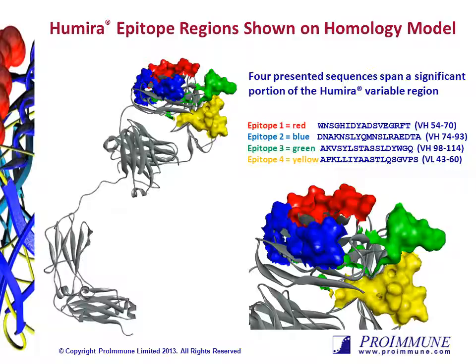This slide shows how the sequences we found overlay on the V region of Humira based on a homology model. As you can see, they reach into all parts of the variable domain, including the CDRs. It's perhaps not surprising that the CDRs of so-called fully human monoclonals contain T and in fact also B-cell epitopes, since those CDRs are not found as self-protein sequences in the recipient patient.